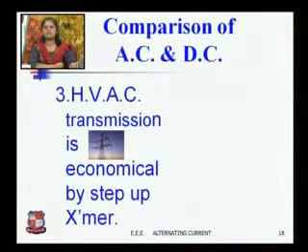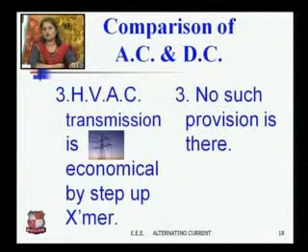Now the next point for comparison is HVAC, meaning high voltage alternating current transmission is economical by step up transformer. As we discussed earlier, the AC quantity or AC voltage can be stepped up by using transformers, but in DC it is not possible.